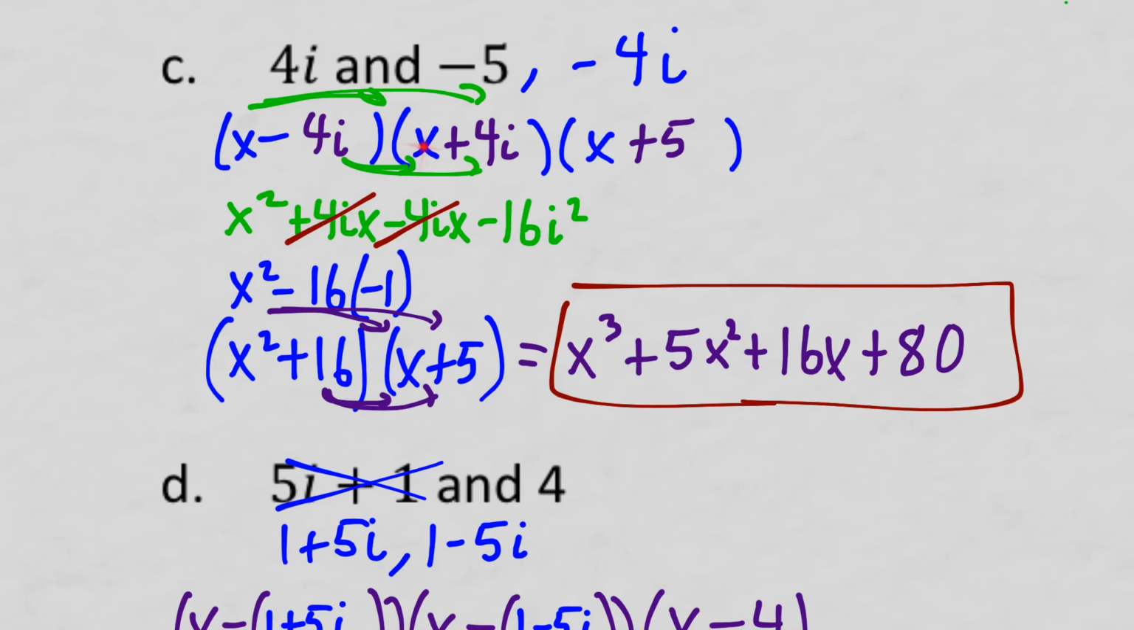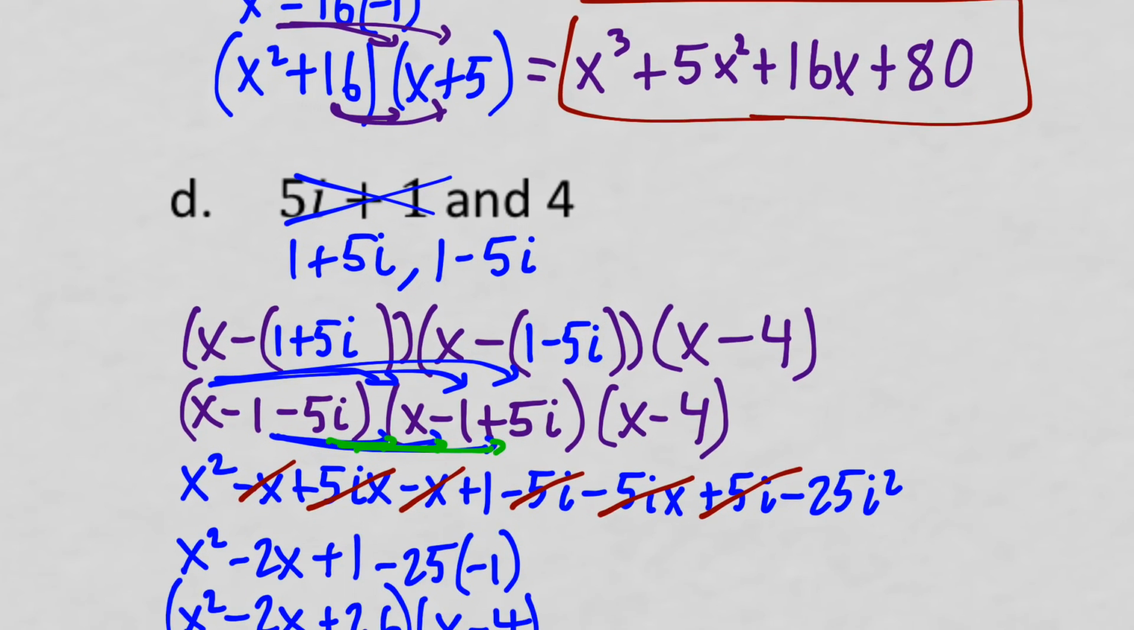I multiply these two, and the 4ix and the negative 4ix cancel out. Negative 16i squared, don't forget, i squared just means negative 1, so it's negative 16 times negative 1, which is plus 16. x squared plus 16 times the x plus 5, let's not forget about that one. You multiply that out, and that's your final answer right there, as when you distribute: x cubed plus 5x squared plus 16x plus 80.